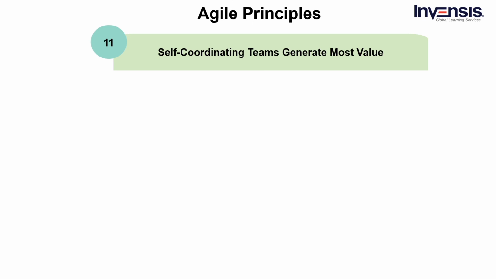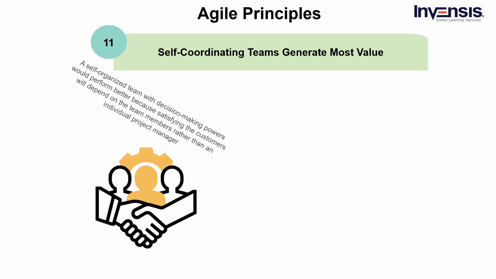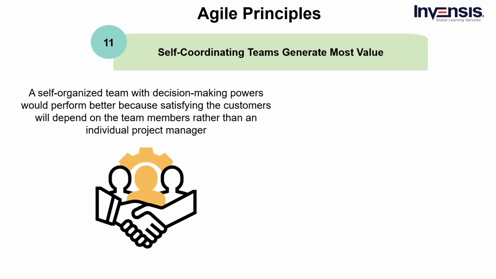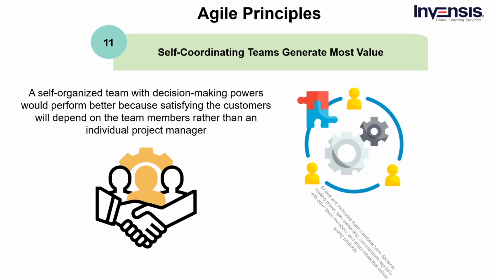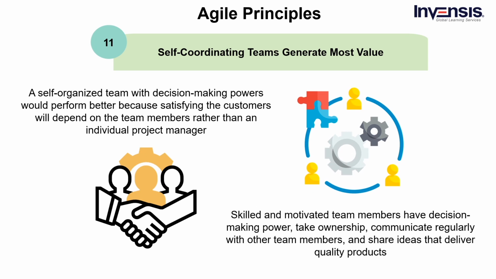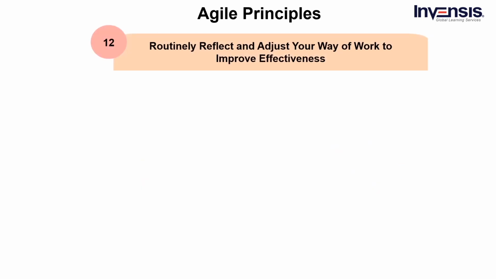Self-coordinating teams generate most value. A self-organized team with decision-making powers would perform better because satisfying the customers will depend on the team members rather than an individual project manager. Skilled and motivated team members have decision-making power, take ownership, communicate regularly with other team members, and share ideas that deliver quality products.